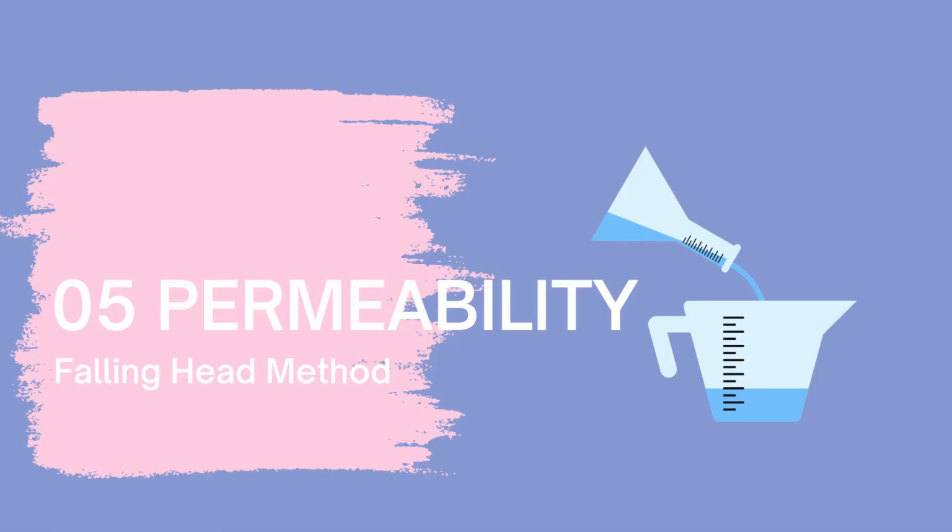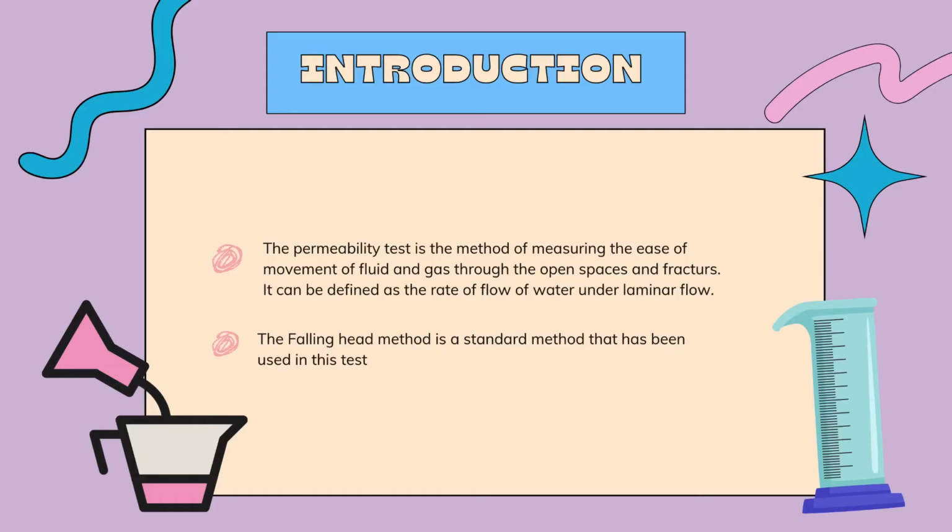For the last experiment, I'm going to explain about the permeability test. This permeability test is the method of measuring the ease of movement of fluid and gas through the open space. It can be defined as the rate of flow of water under laminar flow. The falling head method is a standard method that has been used in this test.